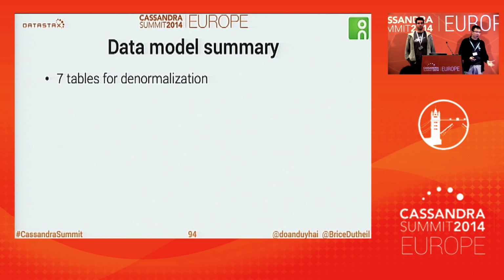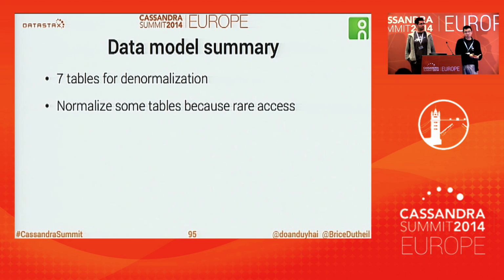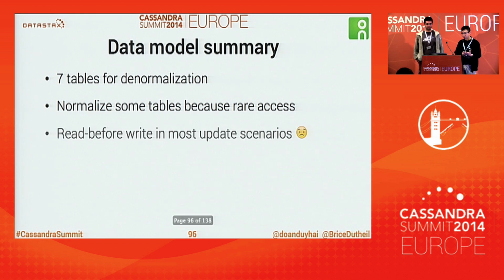So in a nutshell, we have 7 tables for denormalization. We have some normalized tables, but we don't care because they are very rarely accessed. And of course, read before write is mandatory because when you denormalize so much, you need to fetch all the partition key before updating data. For example, to update contact by first name and last name, you need to have first name and last name because contact ID is not enough, of course.